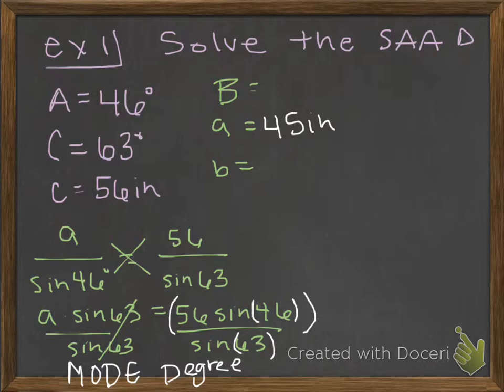And now I'm going to need to use another proportion. Now, in order to find any information about B, I need to find angle B. And we know there's 180 degrees in a triangle. So to find this angle, I'm going to do 180 minus the sum of 46 plus 63.